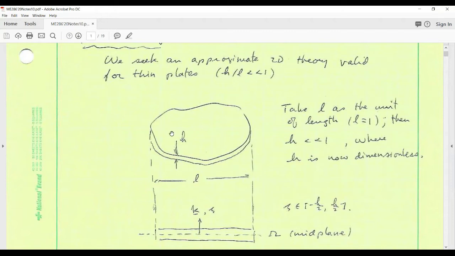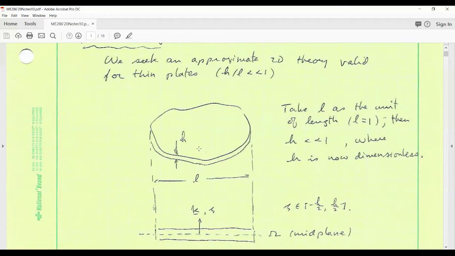So here's a representative plate. Let's say it's flat. Here's a perspective view. If you look from the top, you see this, say, irregular shape. Let's suppose the plate has a thickness h, and just for convenience, we'll take it to be uniform, although we don't have to.